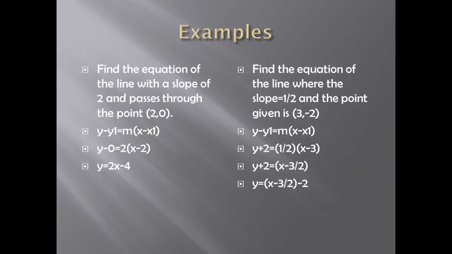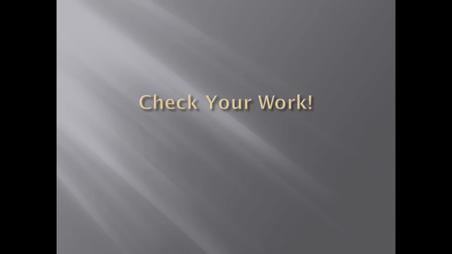So here again we're going to plug in the information. x1 is 3, y1 is -2, and the slope is 1/2. So when we plug that in, we get y plus 2 is equal to 1/2 times x minus 3. If we distribute that 1/2 times x minus 3, basically you get x minus 3 divided by 2. And y plus 2 is equal to x minus 3 divided by 2. Then you subtract 2 from both sides, and now you get y equals x minus 3 divided by 2, minus 2. So now we must always check our work.